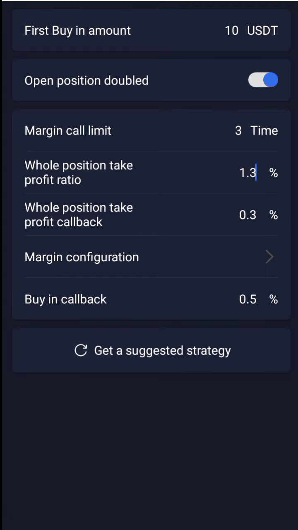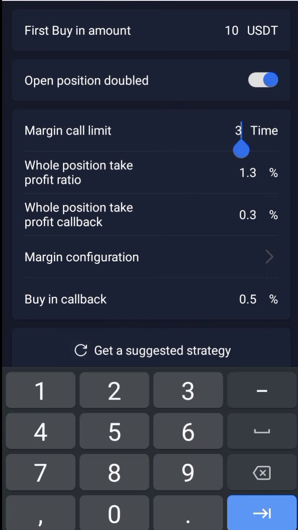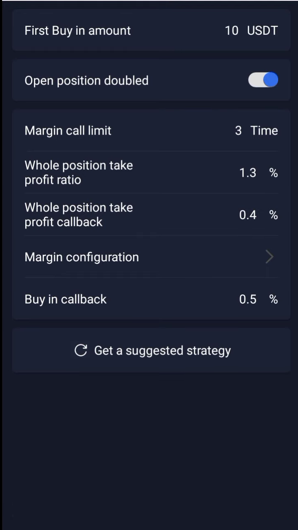Then we have the whole position take profit callback. This is talking about the whole position joined together, like the three positions, assuming you are opening three or four positions, or the margin call limit is 4 or 5. So this is going to be, let's make it 4. Then the buy-in callback.